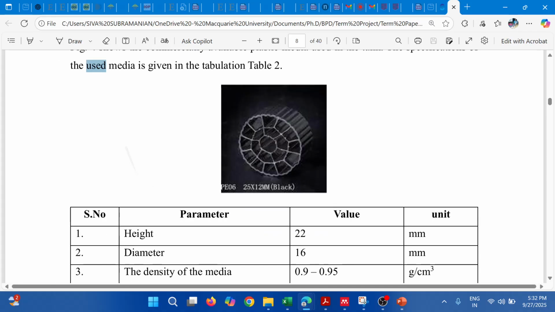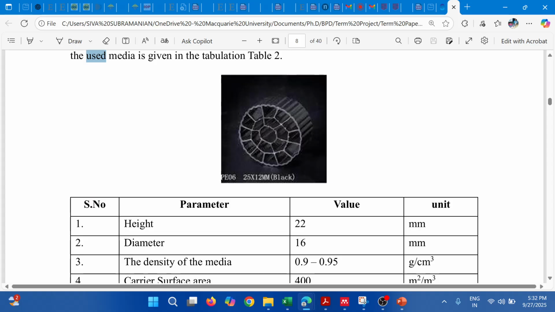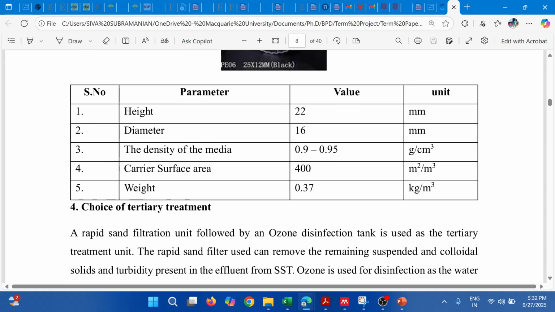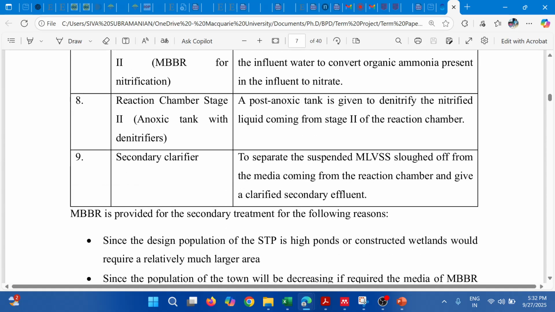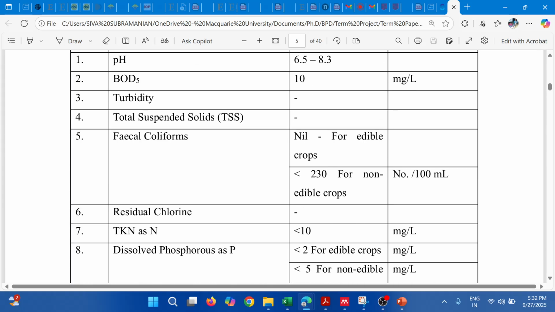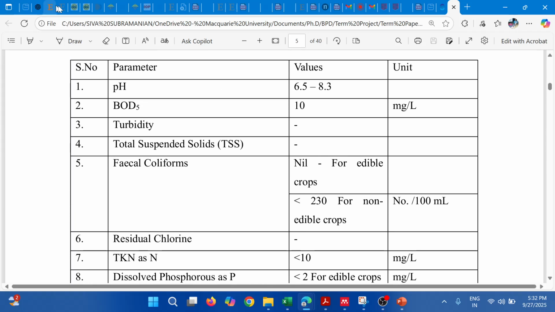See here, this is the carrier. This is how the carrier looks. In this there will be the microbe sitting. This is what I wanted to show. So now let's move to the problems.